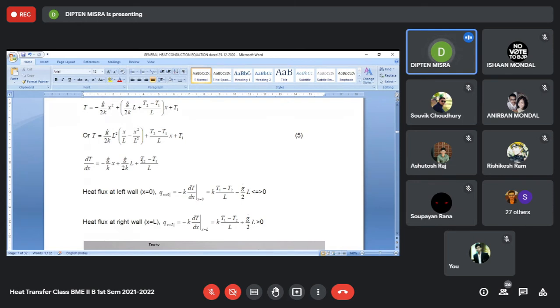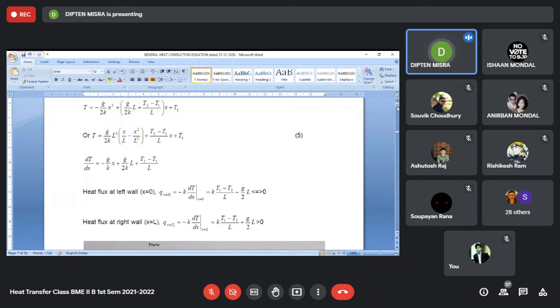And what happens to the last term? Because of the presence of minus K, it becomes K into (T1 minus T2) by L. So what we see is that the heat flux on the right hand side of the wall will be some positive quantity plus another positive quantity. So it will always, unconditionally, be greater than 0, meaning it will be positive, meaning the heat will flow out of the wall in the positive x direction on the right hand side.